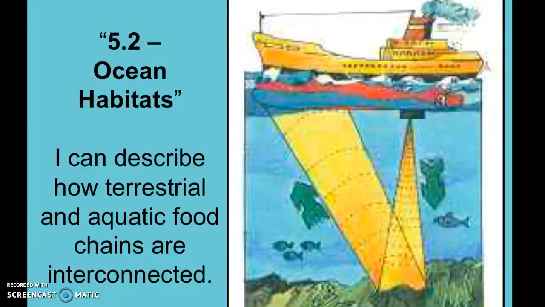Hi, super scientists. So we're going to be looking at how ocean and terrestrial food chains are interconnected, as well as different ocean habitats and the zones of the ocean.